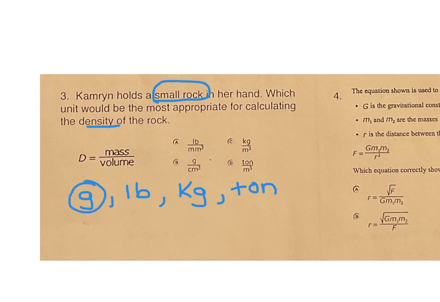Now, in terms of our unit of measurement, our smallest is millimeters, followed by centimeters, followed by meters. So again, if we're talking small, we'd be talking about millimeters. So therefore, our correct answer to this question would be C.